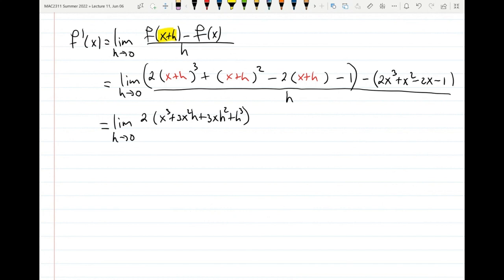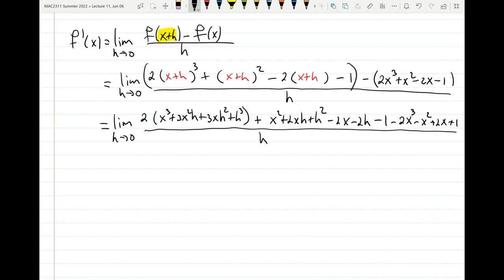All right, let's do the next one, which is the square. That's x squared plus 2xh plus h squared. I don't need to put parentheses because we have a plus. And then the next one is negative 2x minus 2h, and then minus 1. Let me stick it in here: negative 2x cubed minus x squared plus 2x plus 1. I just distributed the negative in the last parenthesis. All of this over h.